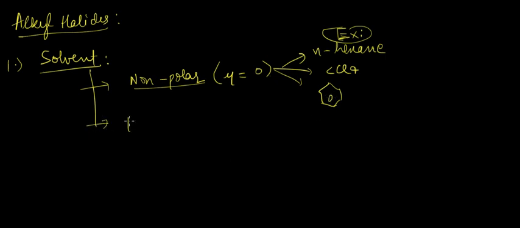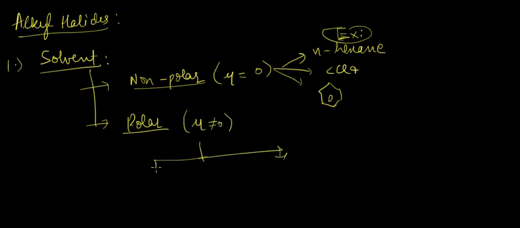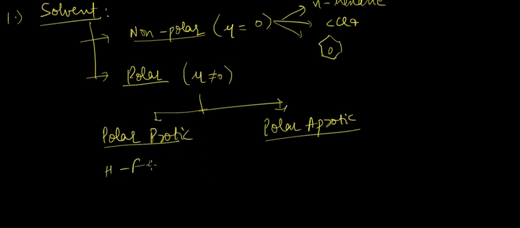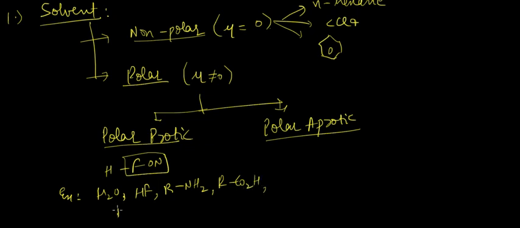Okay, then we have polar solvents whose mu is not equal to 0, and they can further be classified into two subcategories. It is known as polar protic and polar aprotic. So in polar protic, it means we have H attached to any of the fluorine, oxygen or nitrogen groups. Examples, there are many: H2O, HF, NH2. Okay, then we have RCO2H, then we have NH3, just like this.